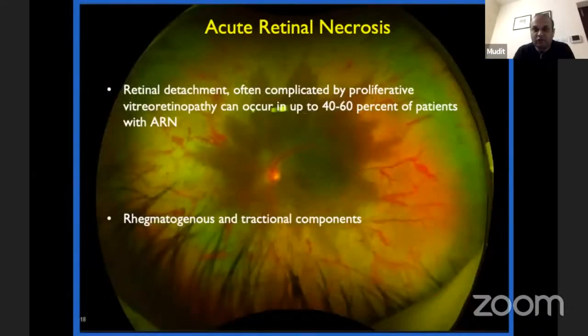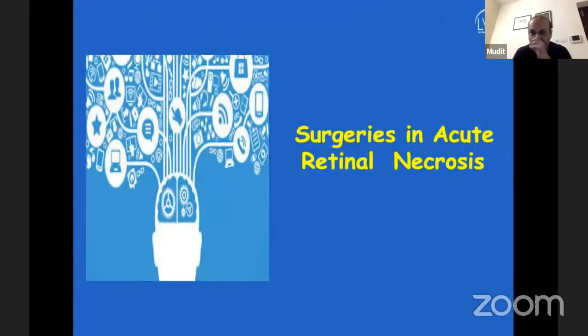Now, we all know that detachments can occur in nearly 40 to 60% of patients with ARN. And unlike a routine rhegmatogenous detachment, which we encounter as vitreoretinal surgeons, the problem here in ARN is that these detachments can have both a rhegmatogenous as well as a tractional component. When dealing with these detachments, we need to keep certain things in mind. We need to know how these detachments differ from a routine, simple rhegmatogenous detachment before we start tackling them.